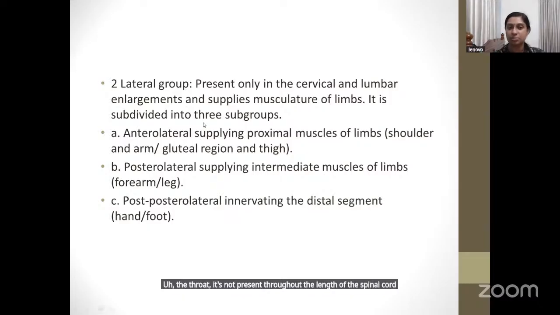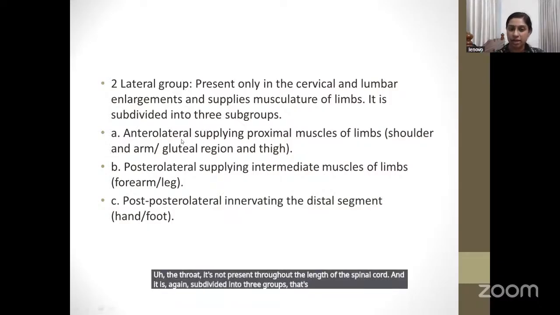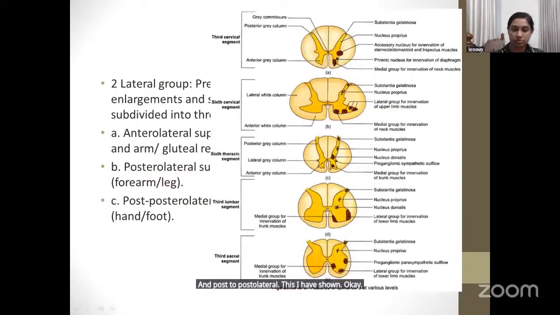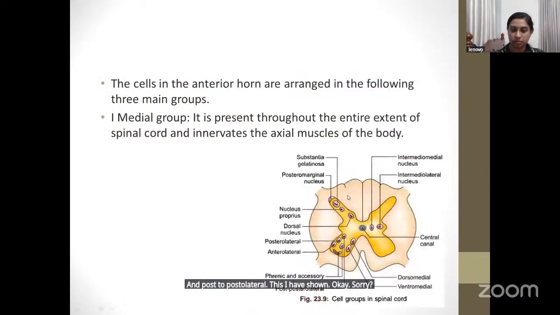It is again subdivided into three groups. The anterolateral group supplies the proximal muscles of the limbs, that is, the shoulder, arm, gluteal region, and the thigh. The posterolateral group supplies the intermediate muscles of the limbs, that is, the forearm and the leg. These are in the lateral part: anterolateral, posterolateral, and postero-posterolateral.